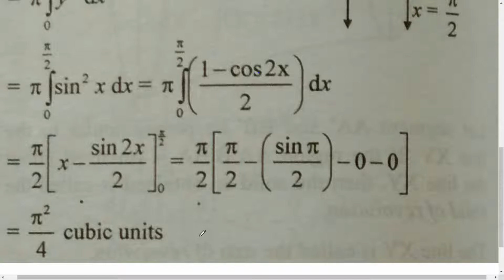Now, you can write its answer in a different form also, 1 upon 4 into pi square, and where it is given you should select that answer. Or substituting the value of pi as 3.14 and squaring, we get its answer in decimal form also, so students can convert according to their requirements.